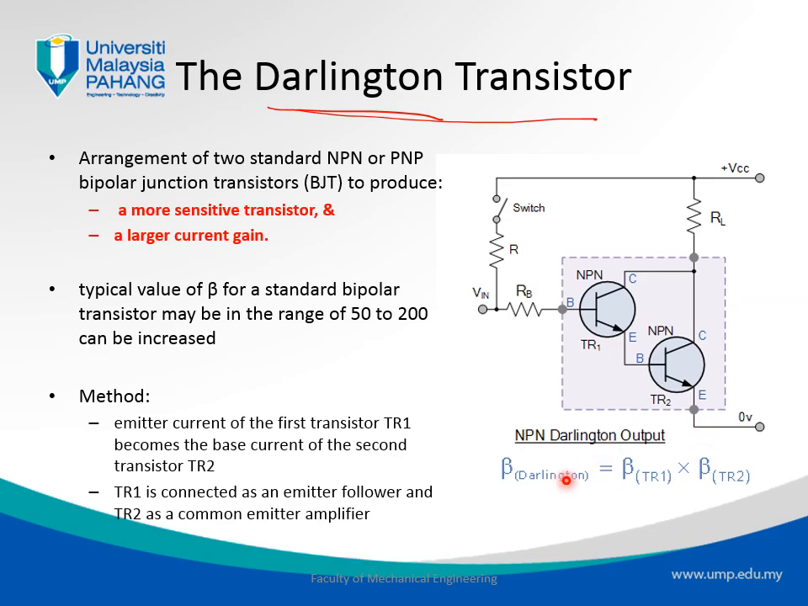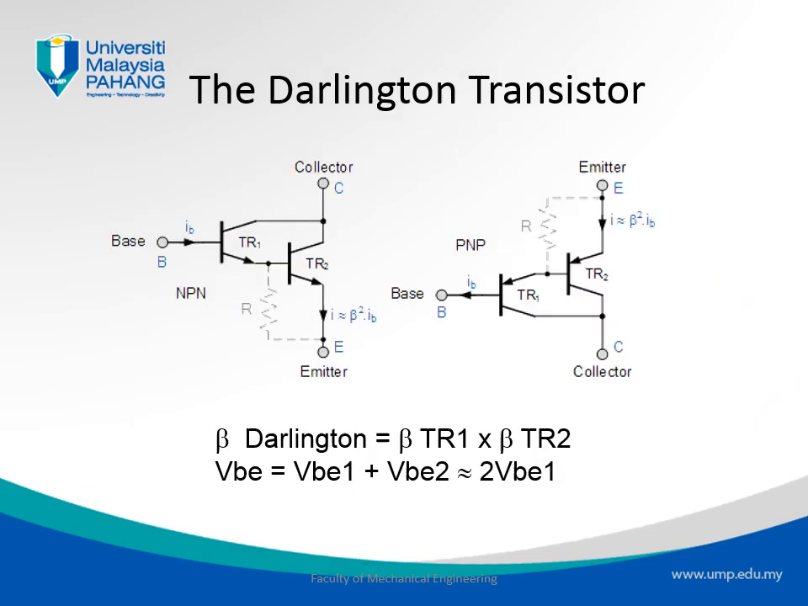And what is the new gain? The new gain is basically just the product of the two gains of the transistors. So imagine if you have the gain of the first transistor at 50 and the second is also at 50, then the new gain is 50 multiplied by 50. Now we have a much larger gain. So this is the Darlington transistor.